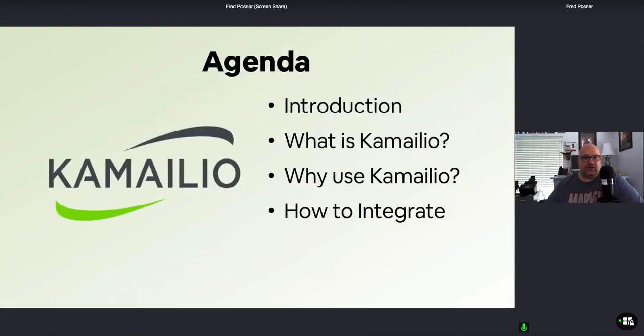So what are we going to talk about today? Today, we're going to start off with an introduction where I'm going to lovingly talk about myself. Then we're going to get into what is Kamailio, why use Kamailio, and how to integrate it with Asterisk.